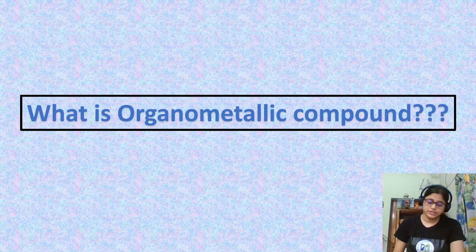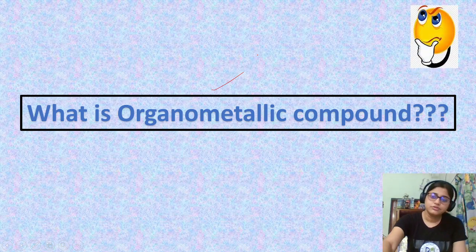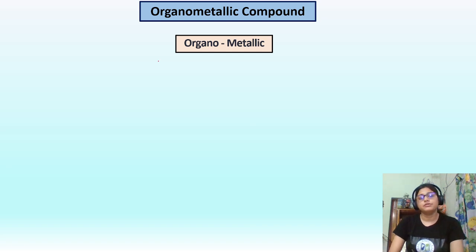So now the first question is organometallic compound. What is an organometallic compound? So you are thinking, yes. If we differentiate between these terms, we know that it is organo and metallic. Organo means organic compounds. Organic compounds are made of carbons, right? So carbon based compounds, and metallic means metal.